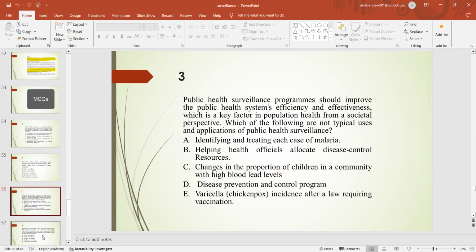Public health surveillance programs should improve the public health system's efficiency and effectiveness, which is a key factor in the population health from a societal perspective. Which of the following are not typical uses and applications of the public health surveillance? A, identifying and treating each case of malaria. B, helping health officials allocate the disease control resources. C, changes in the proportion of children in a community with high blood lead levels. D, disease prevention and control program. E, varicella incidents after a law requiring vaccination.